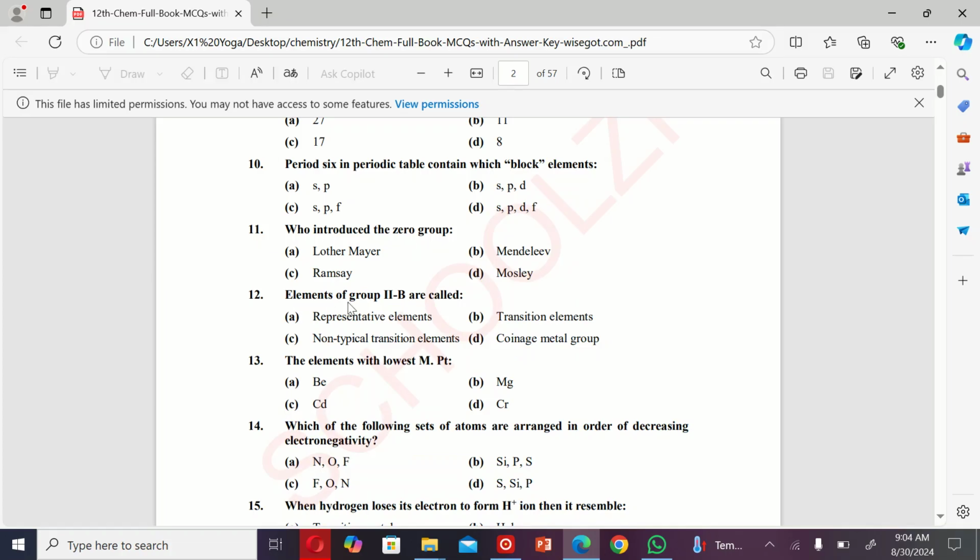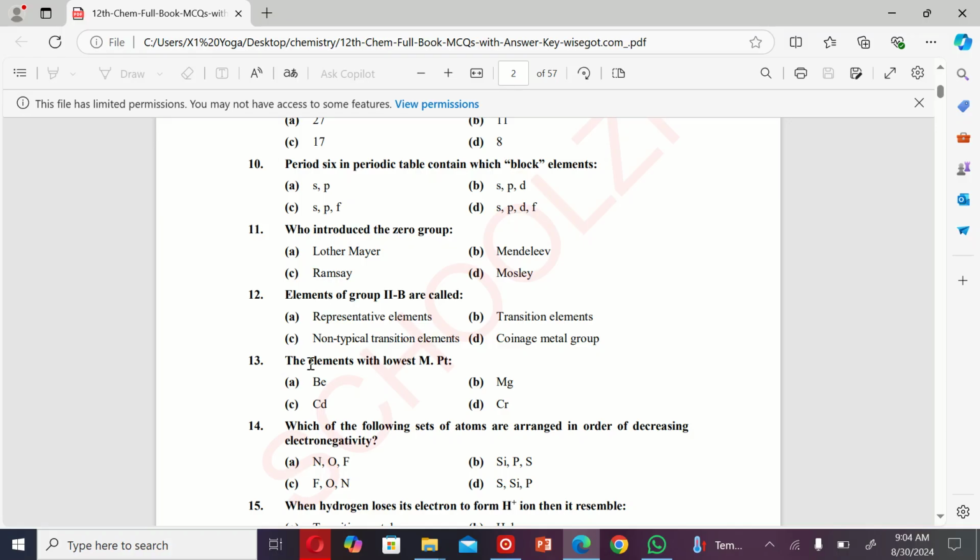The next MCQ is: elements of group 2B are called A, representative elements, B, transition elements, C, non-typical transition elements, and D, finite metal group. So the correct option is C, non-typical transition elements.